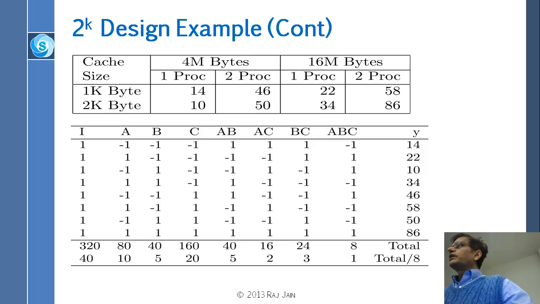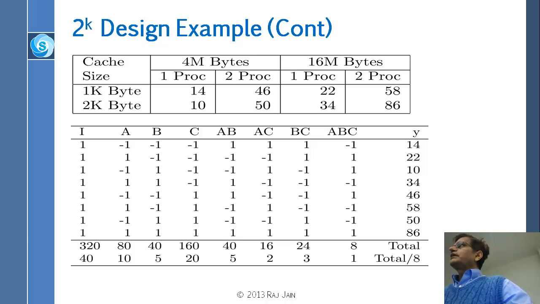This is Q naught, this is QA, this is QB, this is QC, this is QAB, AC, ABC. If you square them up, these multiply by 8, you will get the total variation. That is one way to get the total variation.